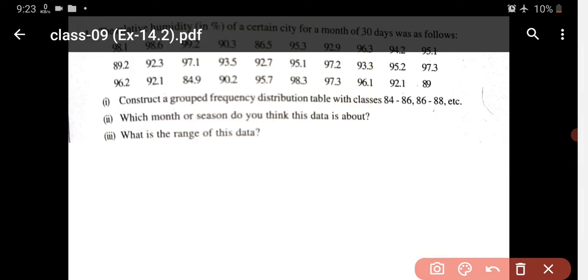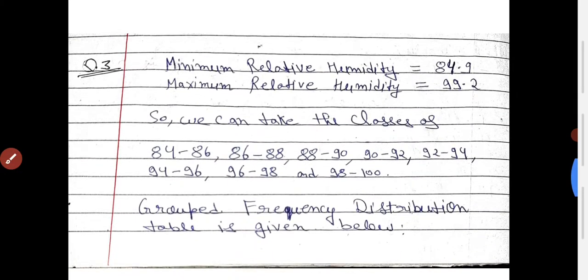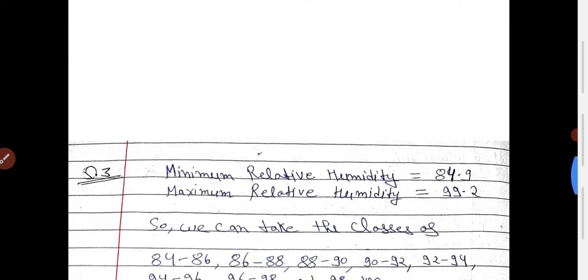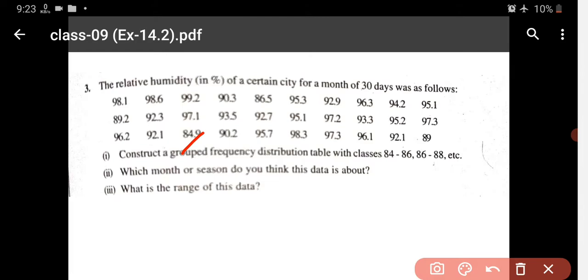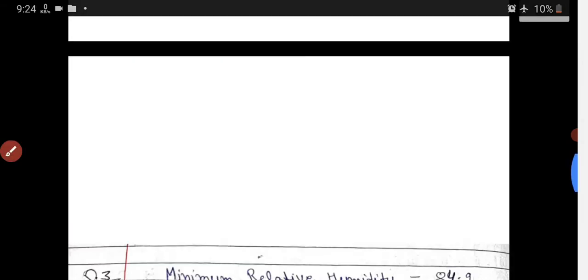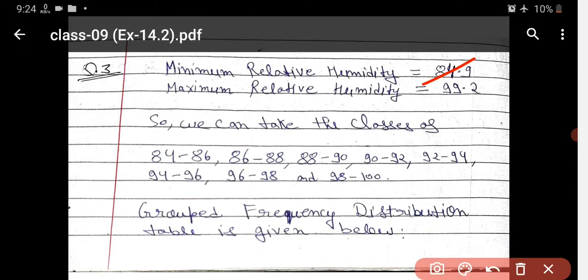Okay, I will tell you one by one first. We may have to make a frequency distribution table. Now the minimum relative humidity is 84.9. If you see the minimum value, it is 84.9 here only, and the maximum value is 99.2. So you have to write here: minimum relative humidity is 84.9 and maximum relative humidity is 99.2.